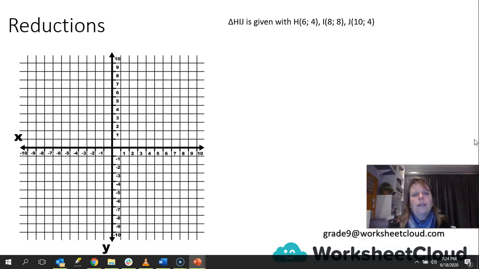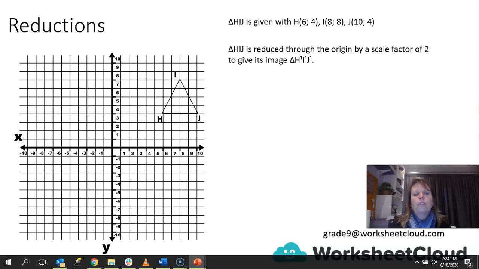Right, so triangle HIJ is given with H being (6, 4), I (8, 8), and J (10, 4). Okay, so there is our triangle H, I, and J. Here we have (6, 4), I up there is (8, 8), and J is (10, 4). Right, so triangle HIJ is reduced through the point of origin by the scale factor of 2, to give its image H1, I1, J1.